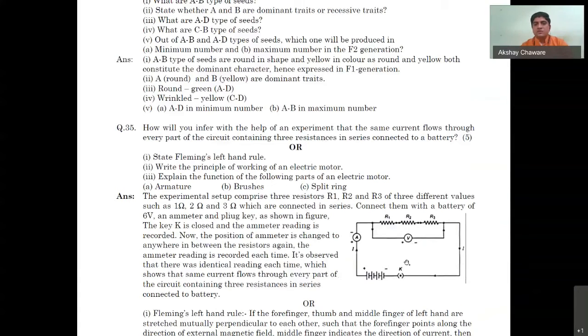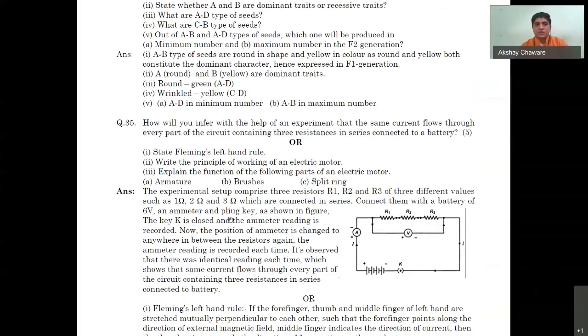So a diagram is necessary, with the connections between resistors, ammeter, voltmeter, and battery. All of it is important because here we have to comment on the current. So an ammeter should be connected. An ammeter is used to measure the current, right? So that is very important, and the answer should be in the activity form only.